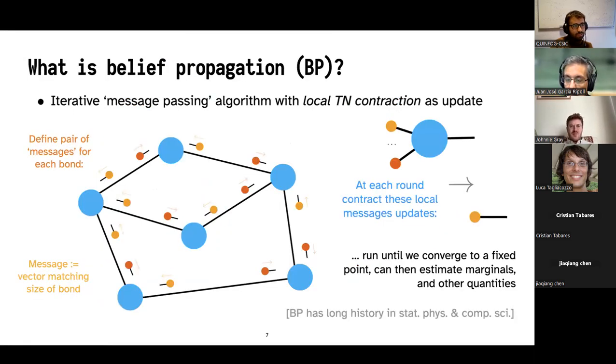Okay, so what is belief propagation? It's an iterative message passing algorithm where each of the local message passing updates you can understand basically as a tensor network contraction.